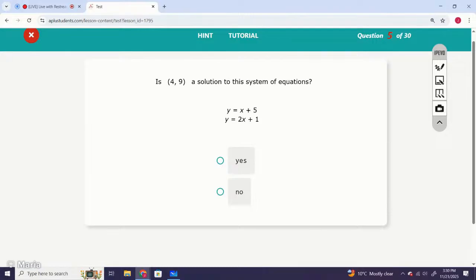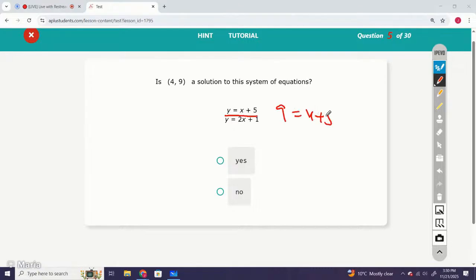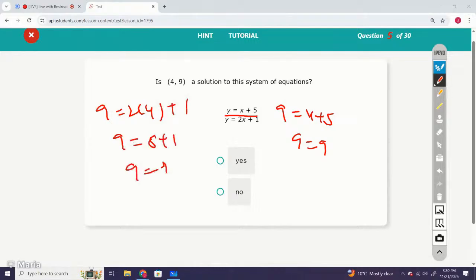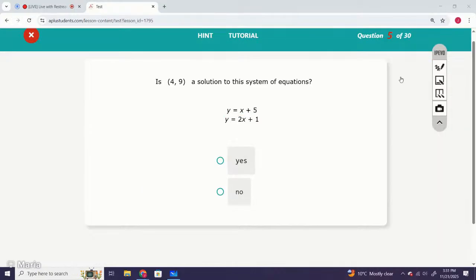Is (4, 9) a solution to the system of equations? x is 4, y is 9. 9 equals 4 plus 5. 9 is equal to 9. So yes, equation 1 is satisfied by the point, right? Now look at the second one. y is 9, 2 times 4 plus 1. So 9 is equal to 8 plus 1. See, both sides of both the equations are equal. So that means yes, the point (4, 9) is a solution to the system of equations. The correct option is yes, it is. Option number 1 is the correct option.